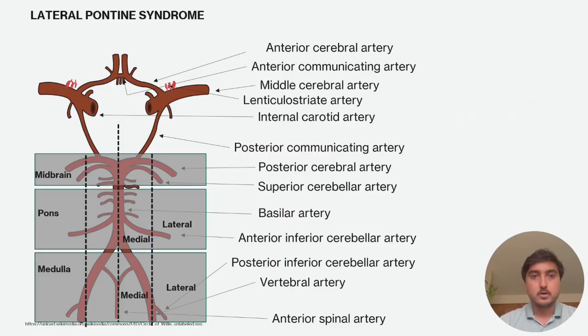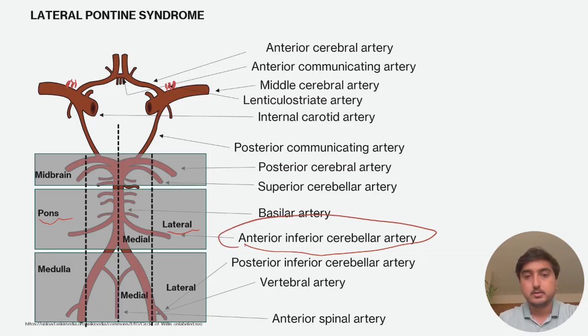So now let's talk about the lateral Pontine syndrome. As we can see in this diagram, the lateral part of the pons is supplied by the anterior inferior cerebellar artery. So we have the involvement of this artery in case of lateral Pontine syndrome.